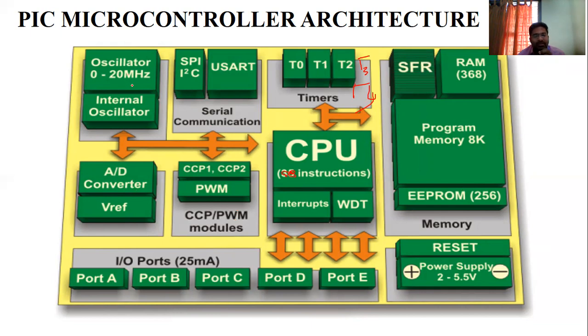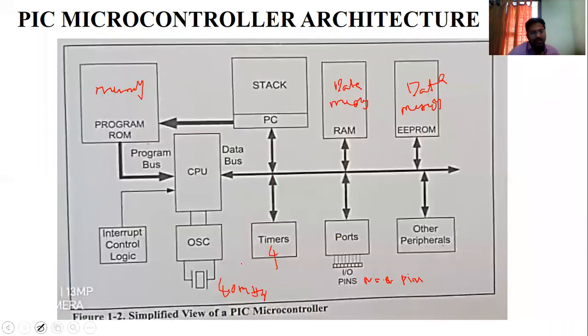Then oscillators. 0 to 20 megahertz is now also 0 to 40 megahertz. USART is there. Then SFR, special function registers, are there. RAM, then program memory, as well as EEPROM, electrically erasable program memory, you can call it. Then port A, port B, and port E. So this is not limited to this one. This may increase based on the number of pins. So you can follow these basic steps.